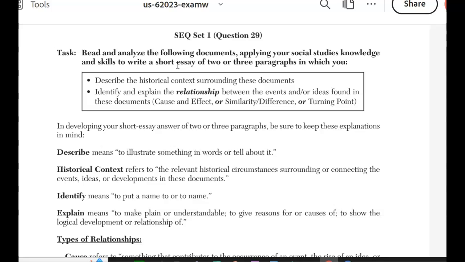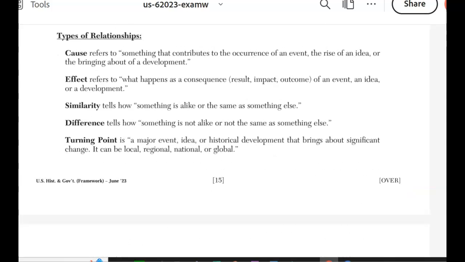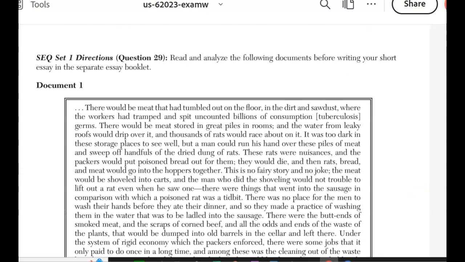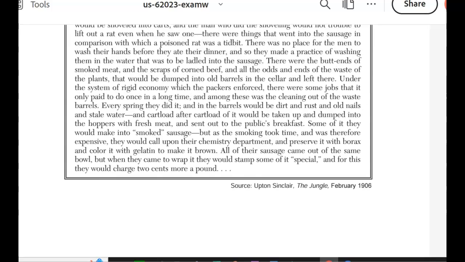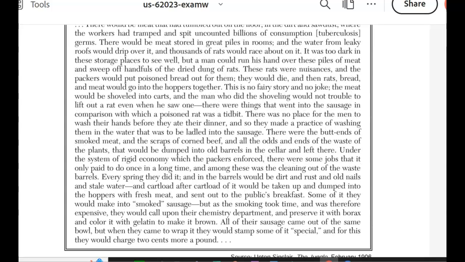So not just say, oh, it's cause and effect. What makes you say it's cause and effect? What in the documents tells you it's cause and effect? Which is the cause and which is the effect? Okay, so for this first one here, we have a big long paragraph here. And I'll pull it up just a bit.